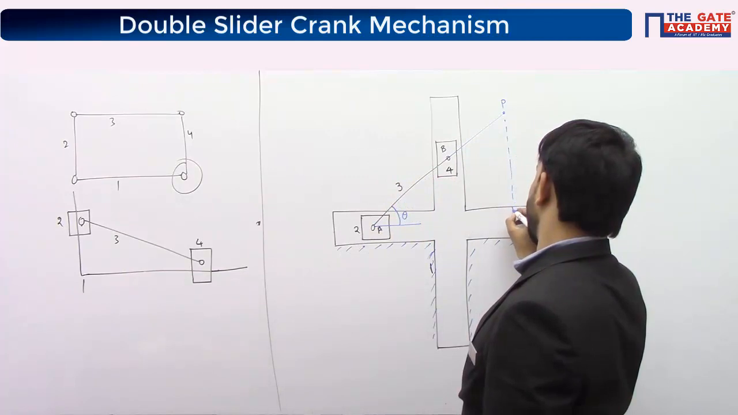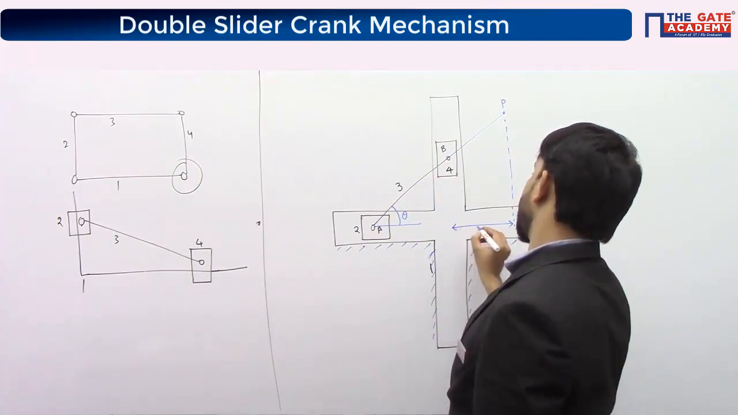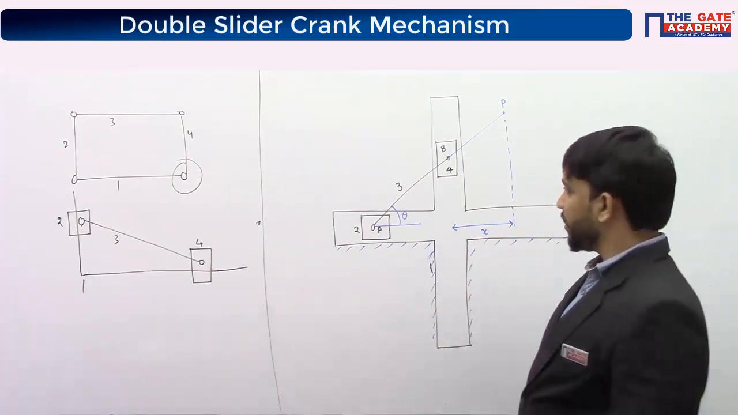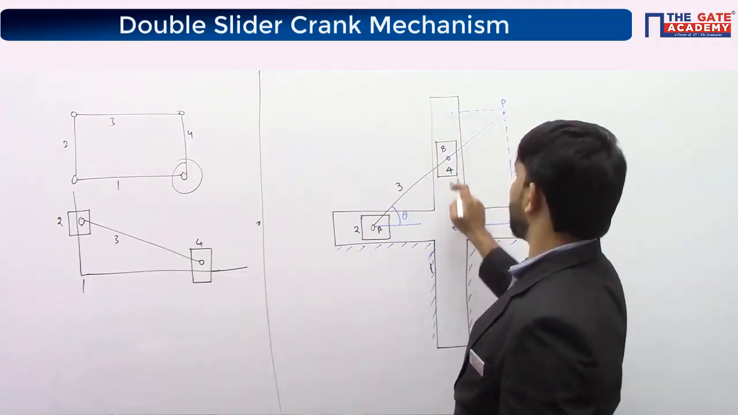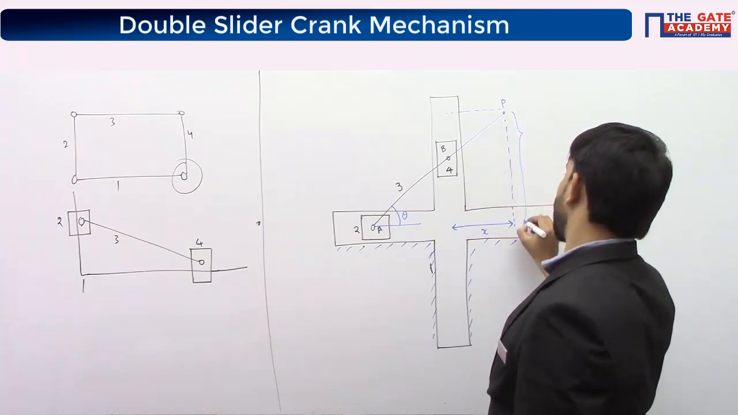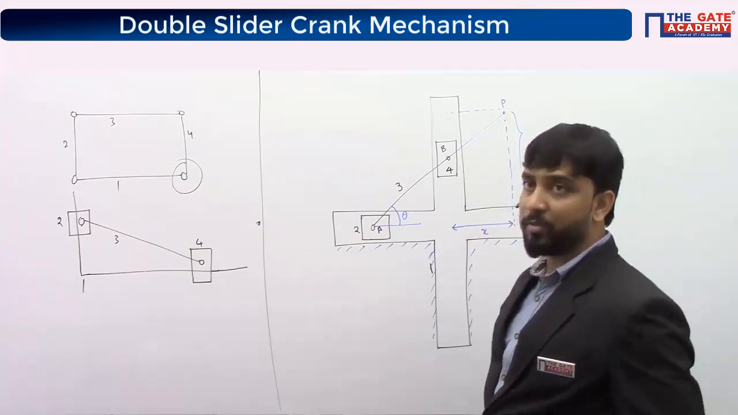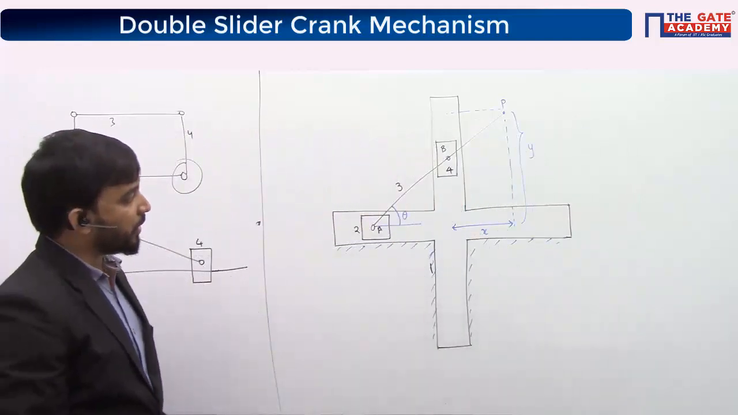This is the x coordinate of point P. This distance, from the origin, is the x coordinate of point P. And this is the y coordinate of point P at this instant, this distance, from here to here. So this is the x coordinate for point P and this is the y coordinate for point P. I'm trying to find these x and y coordinates in terms of theta.